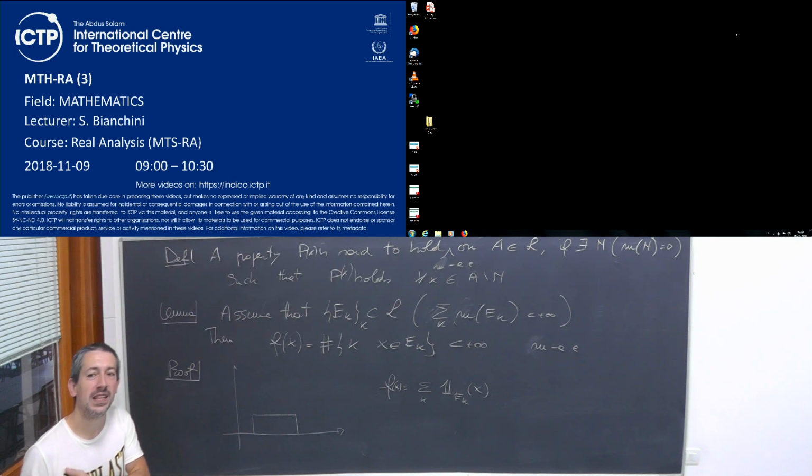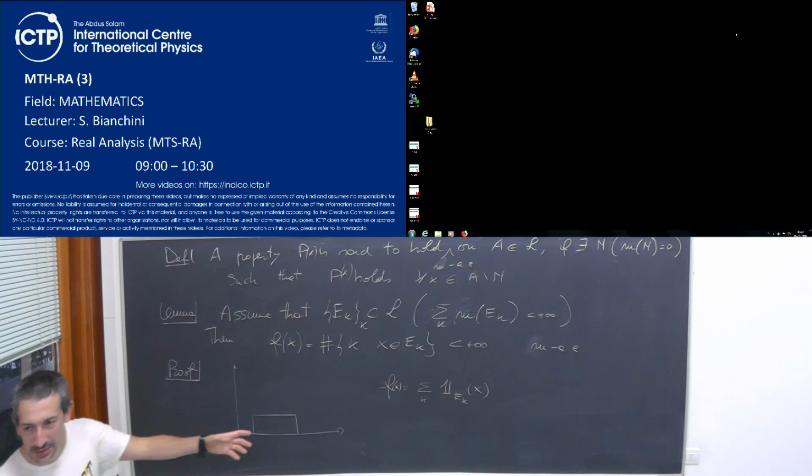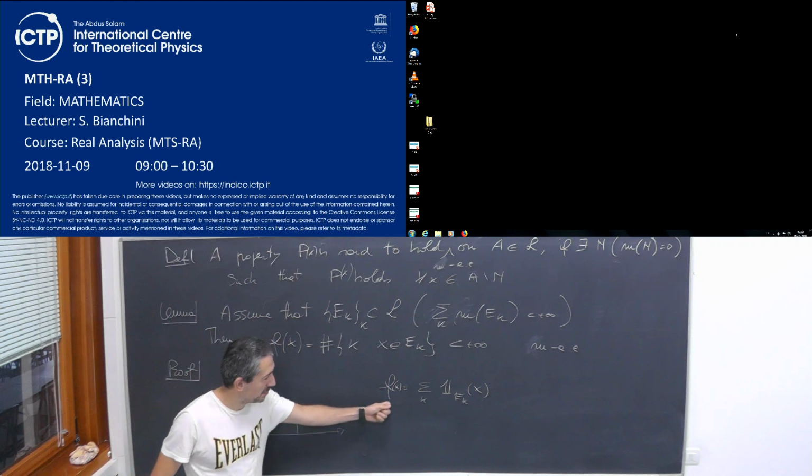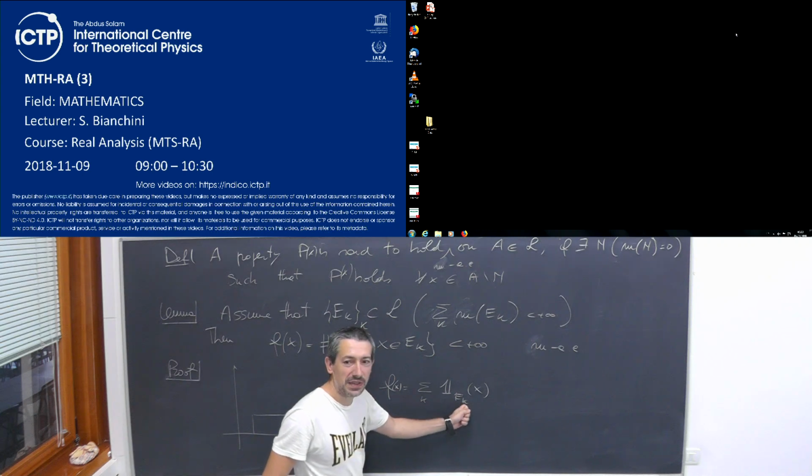If these sets are infinite, and you assume by contradiction that the set is not of measure 0, then there would be a set of finite measure inside every set, so their sum would be infinite. Do you understand the proof? I was going to do it graphically, just observing that f of x is the sum of the indicator functions.